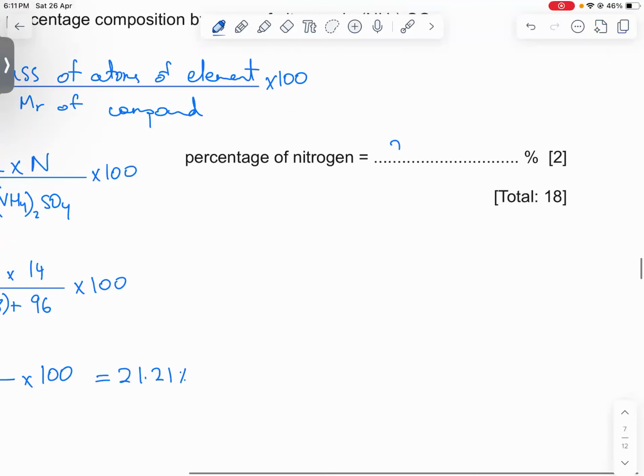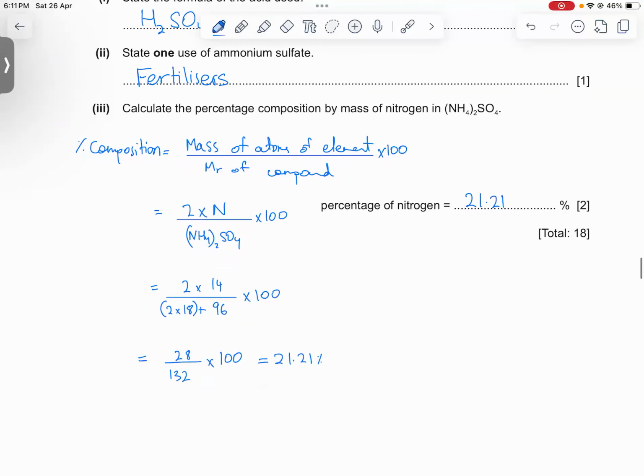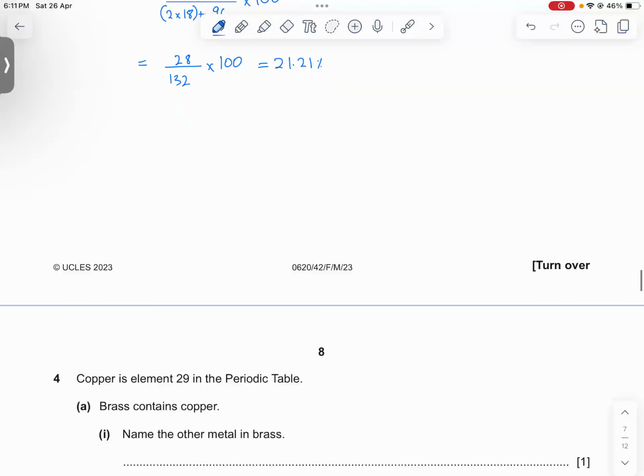The answer is 21.21%. And did they tell us to write it in how many significant figures? They have not, so we just write 21.21%. There is no problem with that.